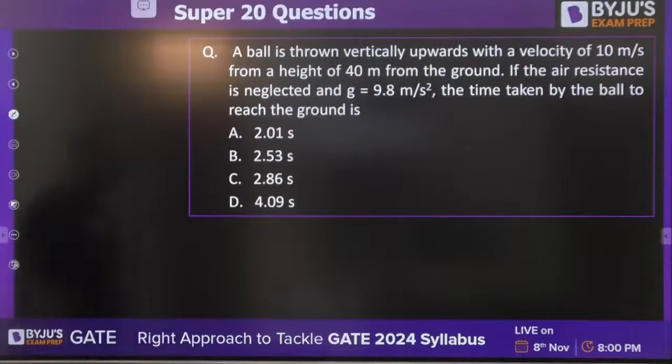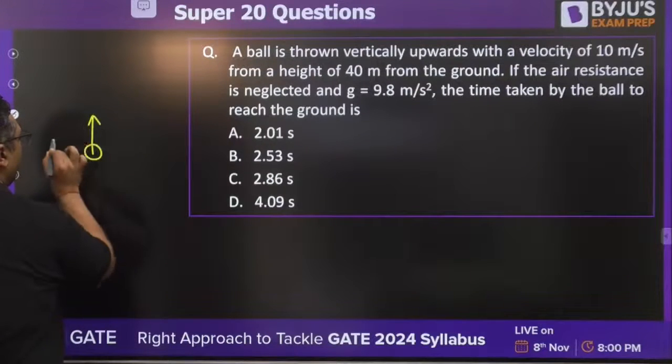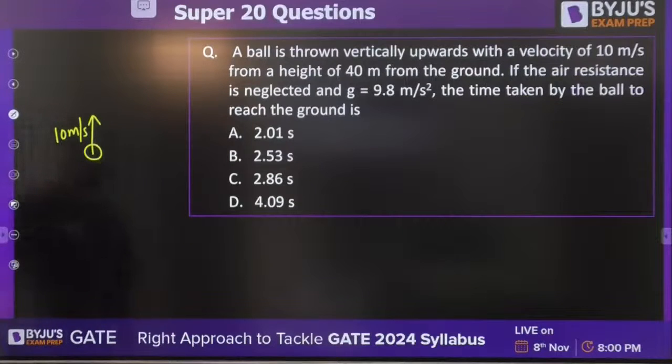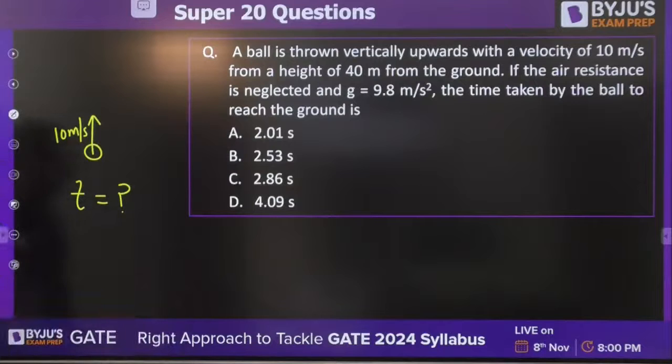A ball is thrown vertically upward with a velocity of 10 meters per second from a height of 40 meters from the ground. If the air resistance is neglected, g is 9.8. Find out the time taken by the ball to reach the ground. Solve it, guys.